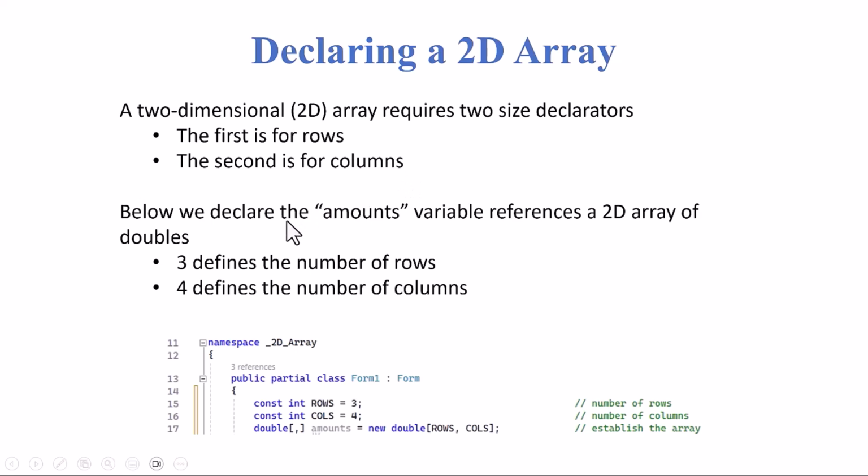And below we're declaring the amount variable references to a 2D array of doubles. 3 defines the number of rows, 4 defines the number of columns. You can see it down here. The namespace is 2D array. We got our class here, and we're rows 3, columns 4.